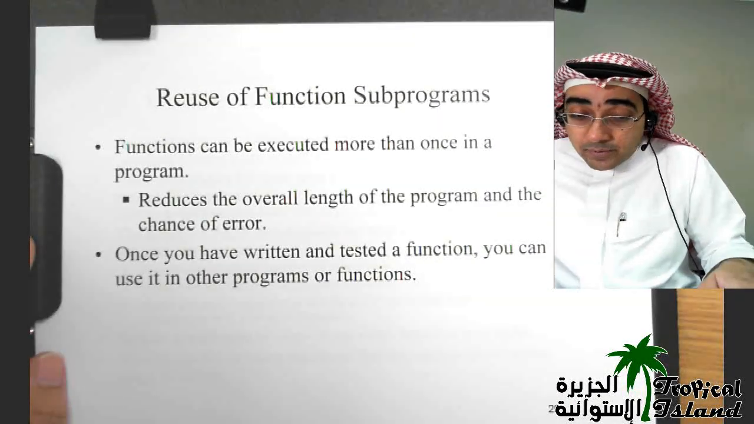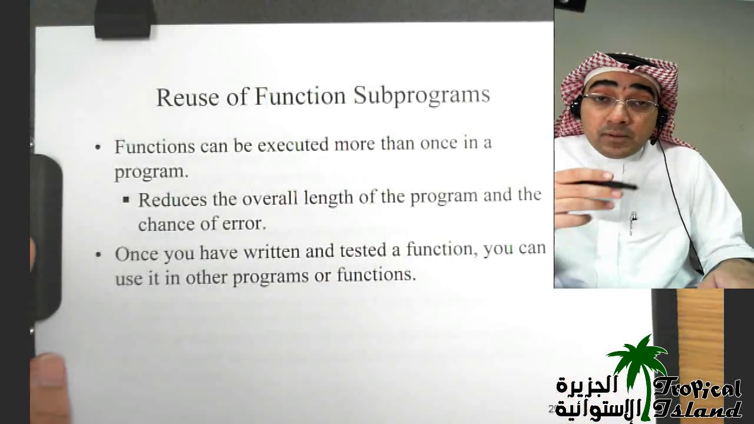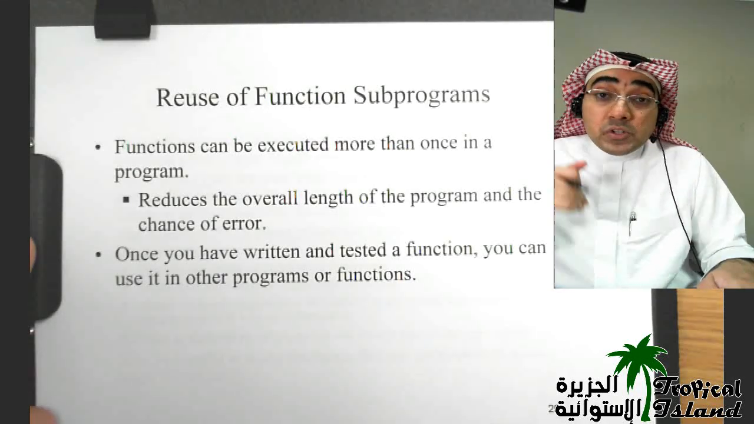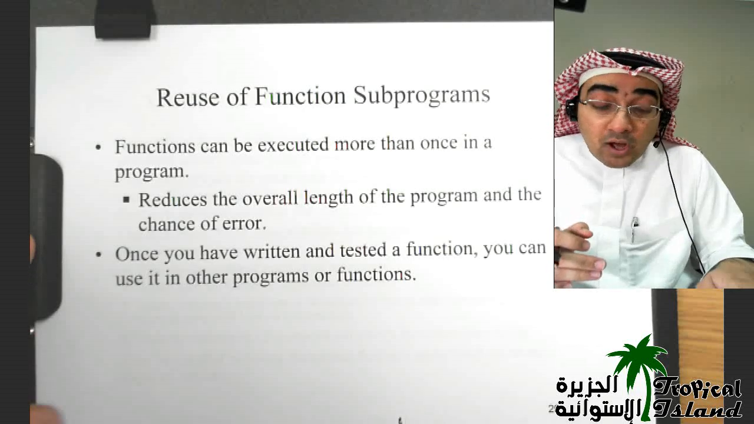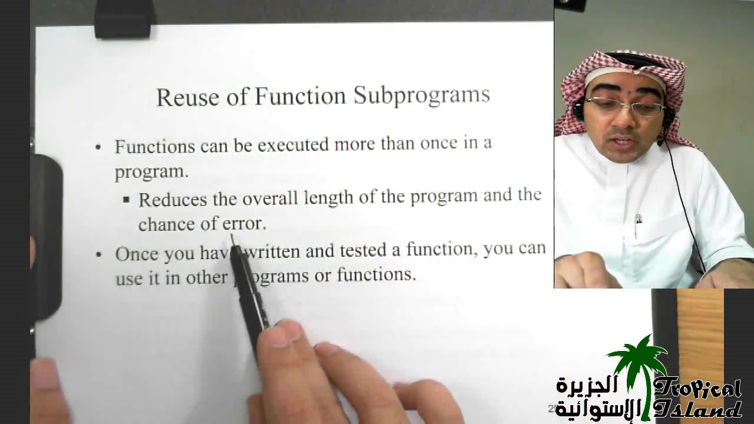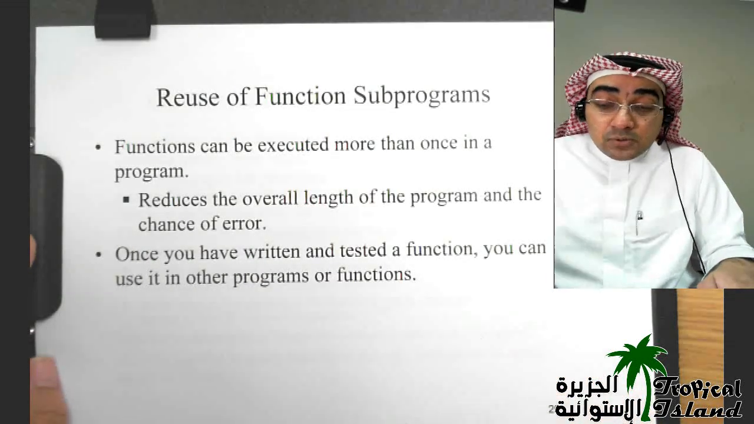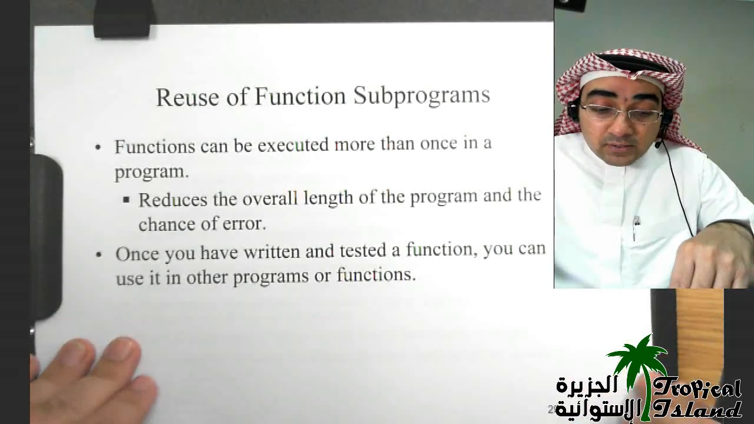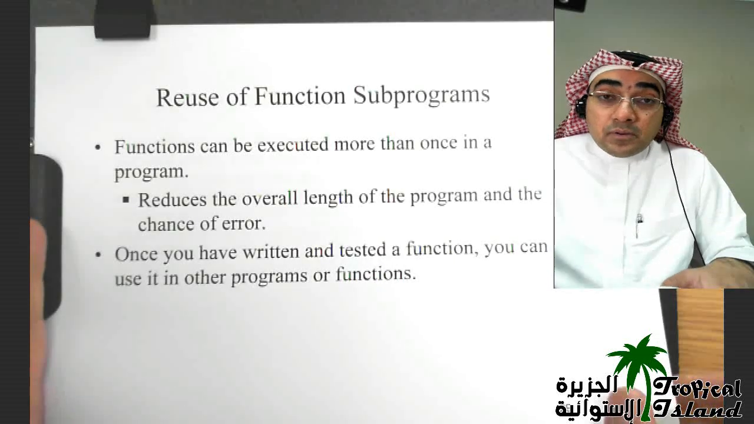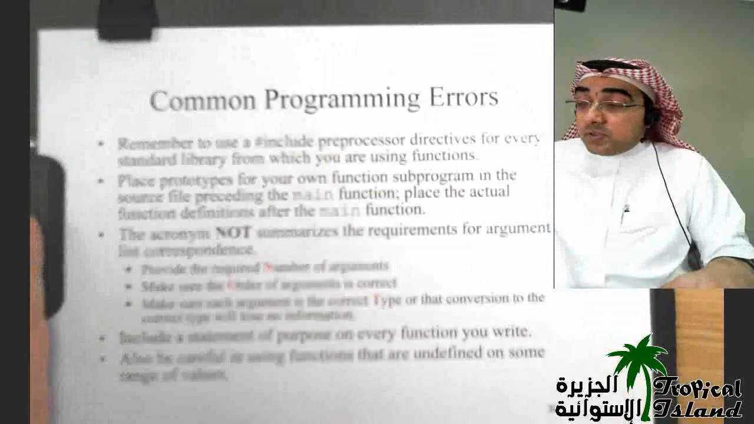Reuse of function subprograms: functions can be executed more than once in a program. For example, in the factorial program and the choose, or combination, example, we actually call the function 3 times to do our job. So you can reduce the overall length of the program and the chances of error. The more code you write, the more errors it has, so you reduce the chances of having an error. Once you have written and tested a function, you can use it in any program. Once you've tested it and it's working fine, you can use it anywhere you like.